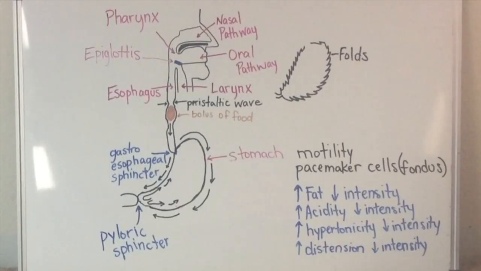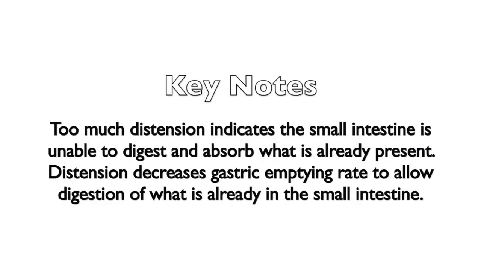The last stimulus for a decrease in contraction within the antrum, or a decrease in gastric emptying, is distension. If too much chyme, or too much water from hypertonicity, is present in the small intestine, this inhibits gastric emptying to prevent further distension.